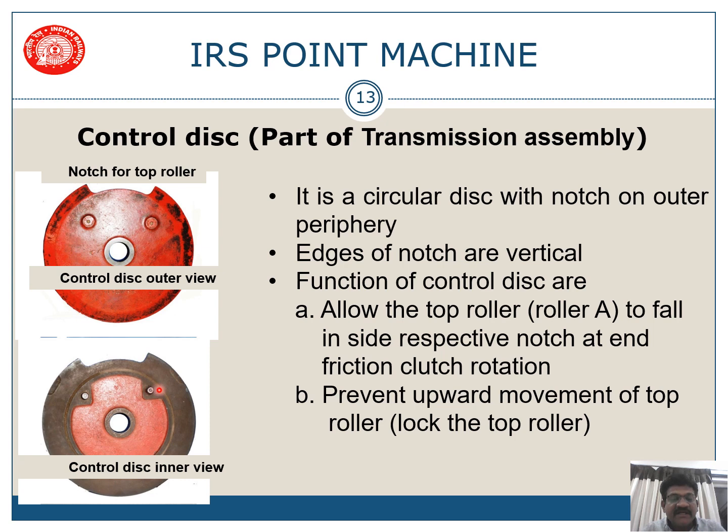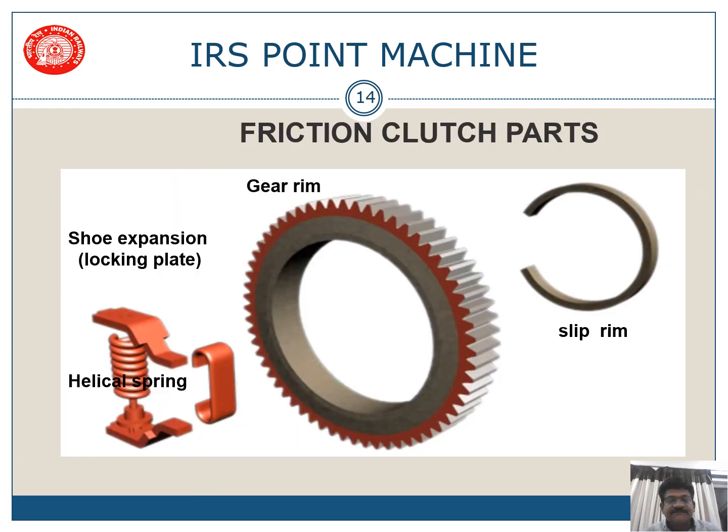This is the inner view, this is the outer view of your control disc. This is your friction clutch parts, inside parts. This is your helical spring. This is your shoe expansion along with your locking plate, main gear rim और slip rim. This slip rim is available here. यहाँ पे रहता है वो slip rim.